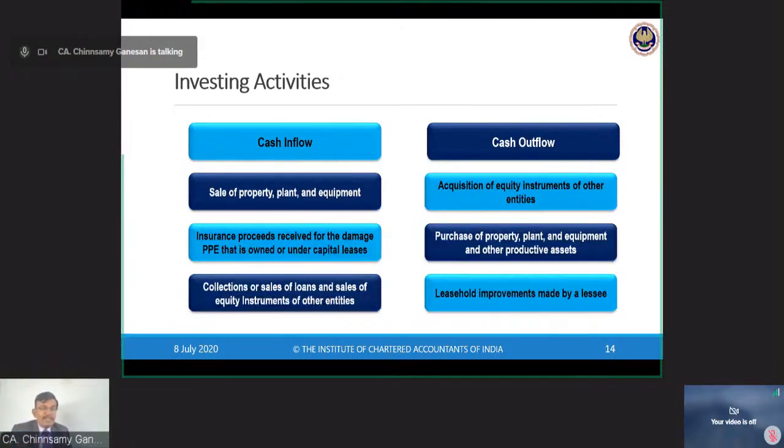But the original maturity period from the date of acquisition is more than 3 months, right? That is the reason why. I think you have missed it when I was explaining this.